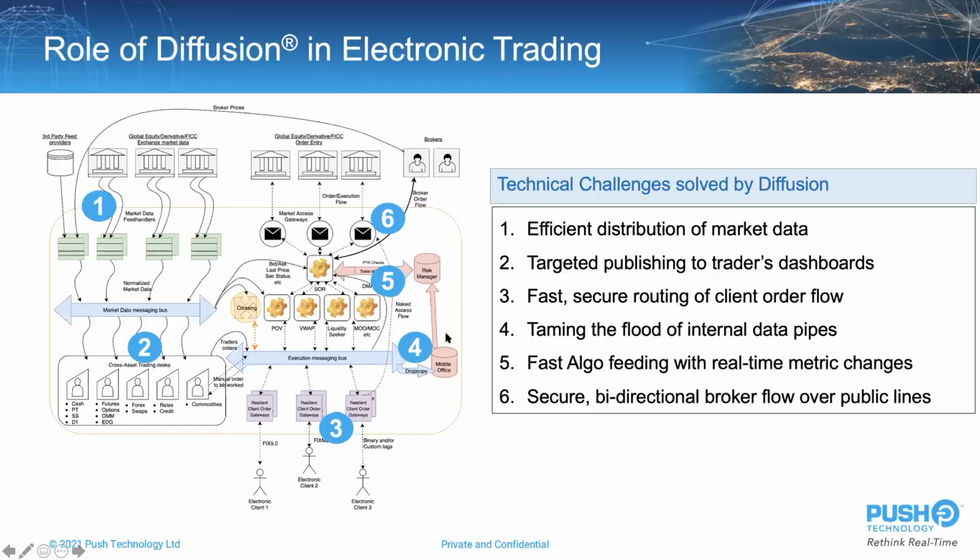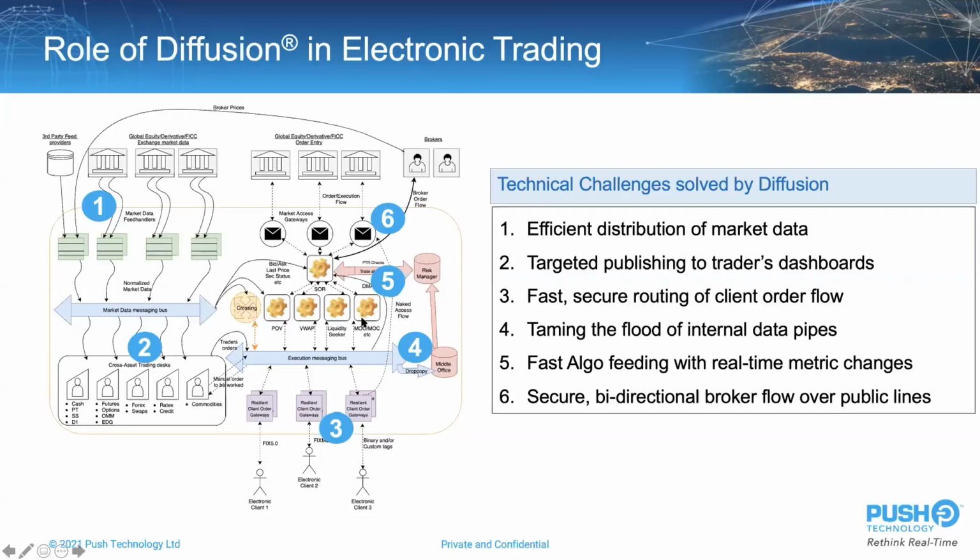Then we have a challenge of taming what we'll call the flood of data, of internal data pipes. We ourselves at Push Technology have seen clients engaging us because they essentially have a flow of data that is so high in volume that it's crashing their systems. So they've asked us to help them solve this problem by disaggregating the data, taking the fire hose of data and splitting it up into smaller feeds, so that only the data that the applications need is sent to them. They're not inundated with unnecessary data.